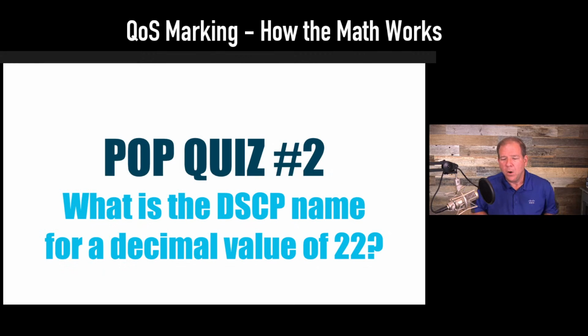Here we go. What is the DSCP name for a decimal value of 22? Before, I gave you the per hop behavior name and said, give me the decimal value. Now I'm giving you the decimal value and asking you to tell me the per hop behavior name. And by the way, this could be tricky. This could be a value that doesn't have a per hop behavior name. There are 64 values, but there are only 21 per hop behaviors. So maybe I tried to trick you and it doesn't even have a name.